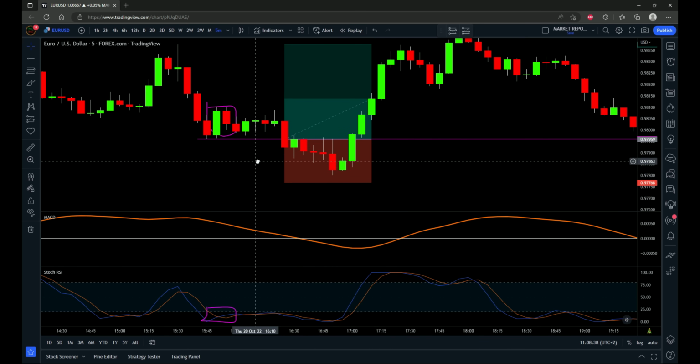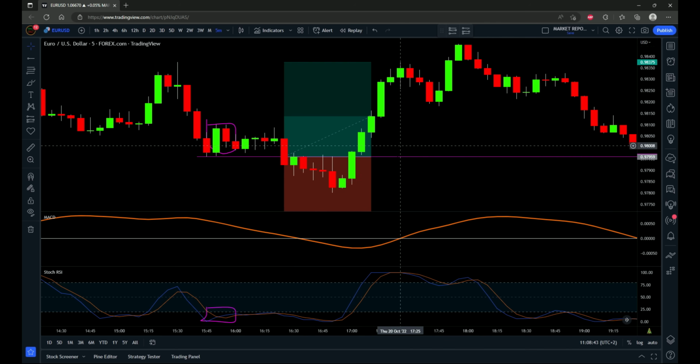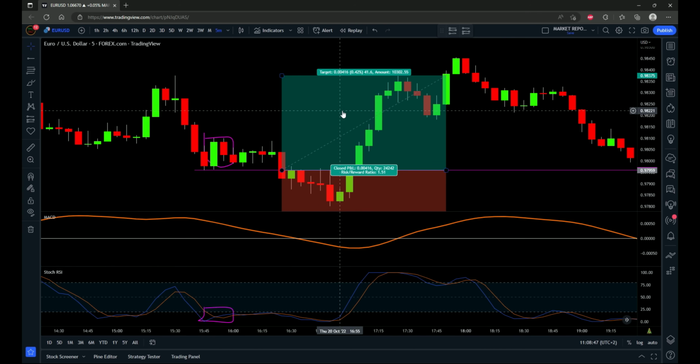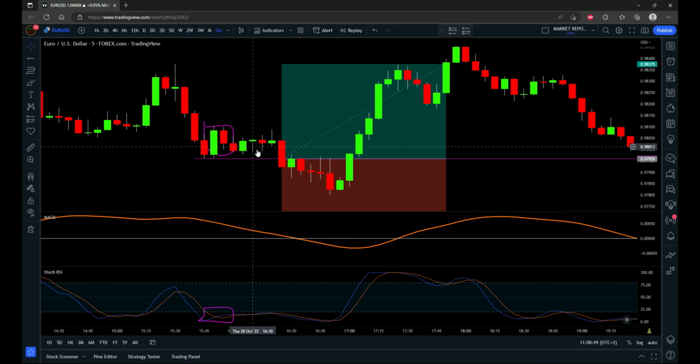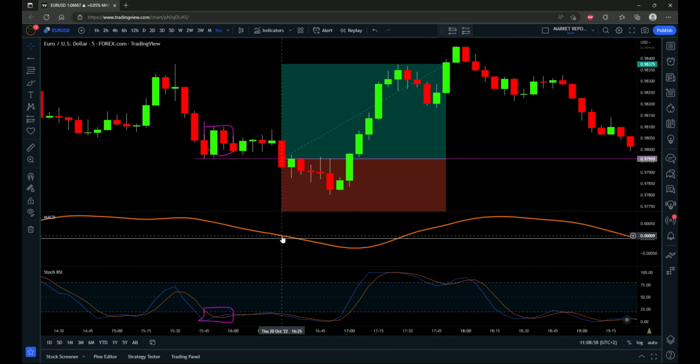And then using a 1 to 1.5 risk to reward ratio to place the stop loss. This one ends up taking out the highs before the pullback began and being a winning trade. And we can see that the signal line does go below the zero line temporarily here, but the entry still has the signal line over the zero line, so it's still a valid entry there.